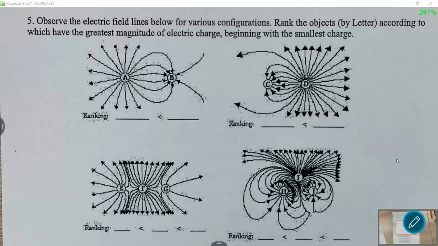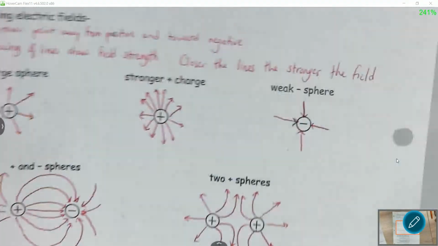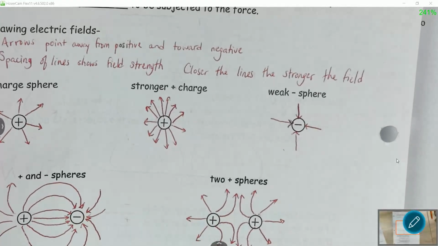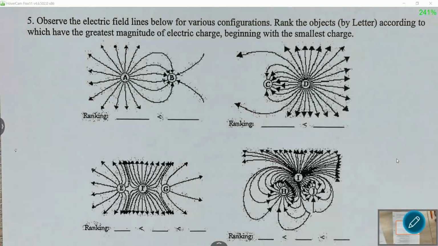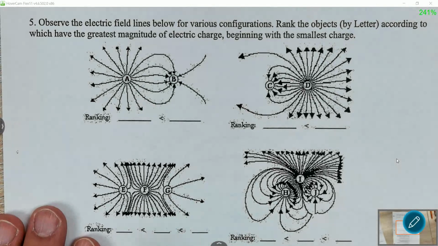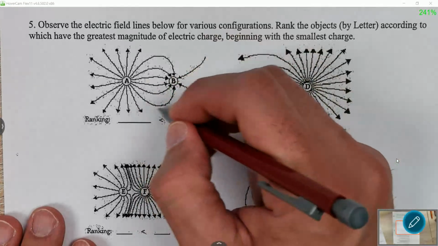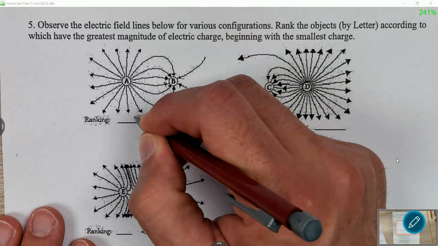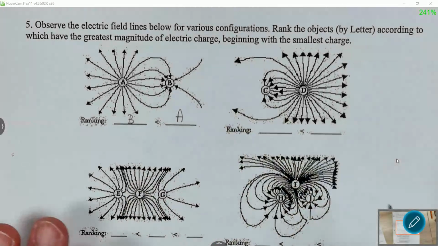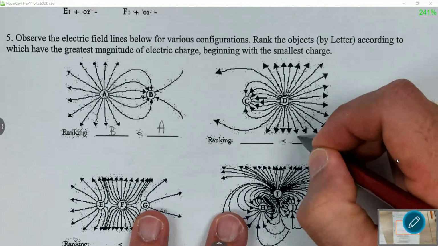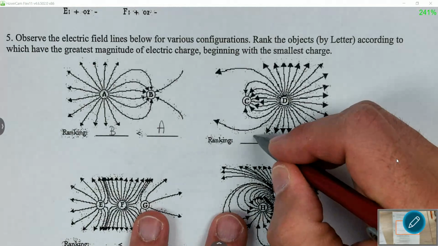So in the little notes that I handed out to you guys, the more arrows coming out of a charge, the stronger it is. So B is a lot less than A. Yeah, correct. B does not have as many lines as A, so A is the stronger, B is the weaker. This one should be pretty obvious. Who's stronger here? D. And C is our weaker.